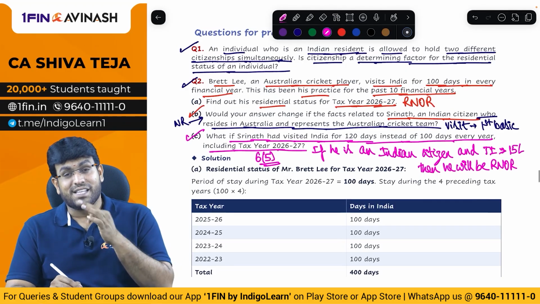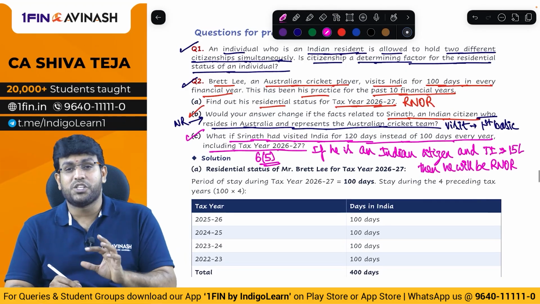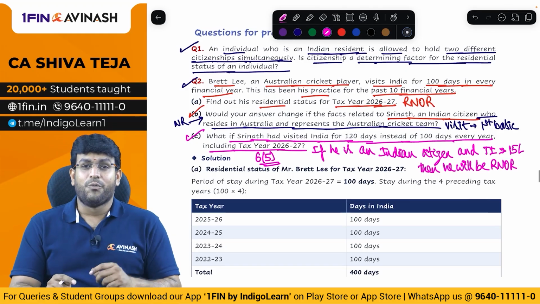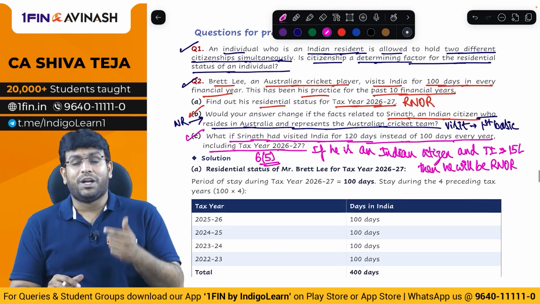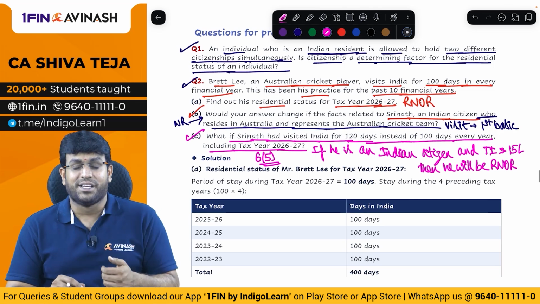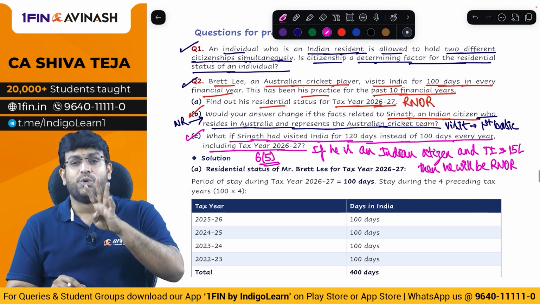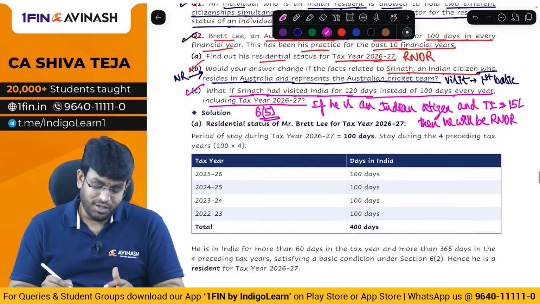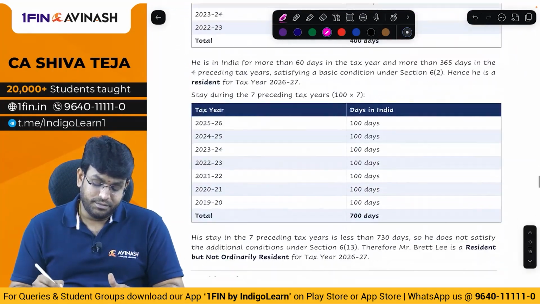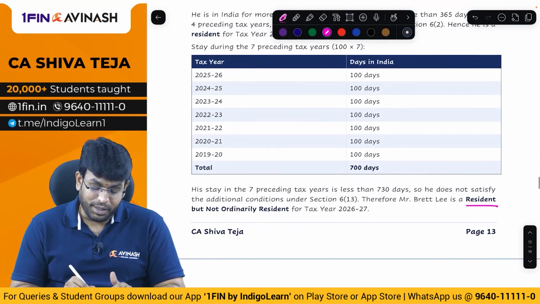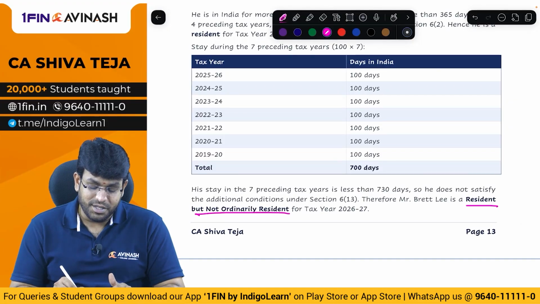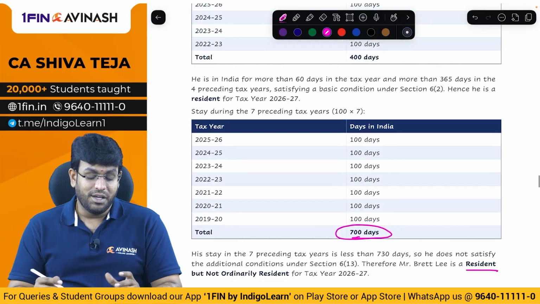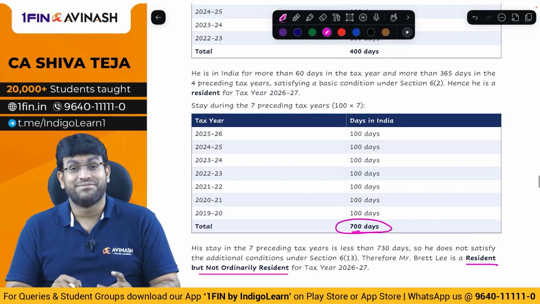Then he can either satisfy 182 days condition or he can satisfy second modified condition. What is that second modified condition? 120 days or more during the tax year and 365 days or more during the 4 years preceding the tax year. See here, first case, he is a resident but not ordinarily resident, because 700 days only, and what we want is 730 days. You need to present like this in the examination.